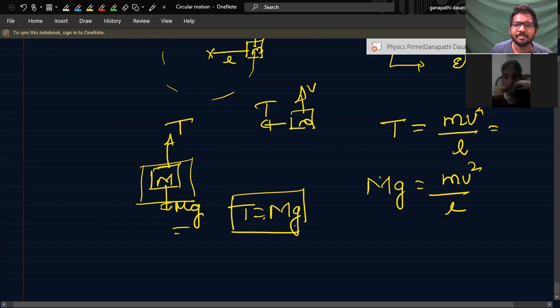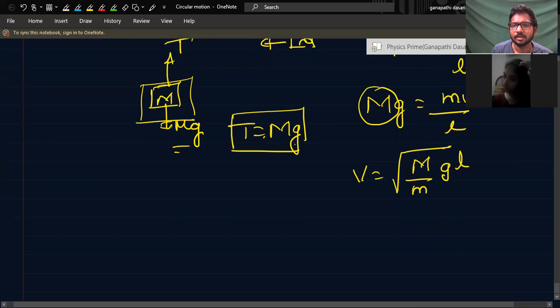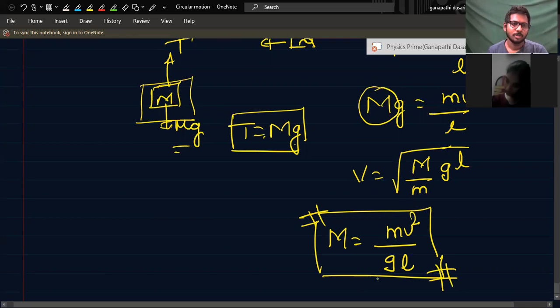Now if capital M is the given information, then v will become root over (M by m) into g into L. If instead M is asked in the question and v is given, the answer will be M equals mv square by gL. So this is your way of approaching a question.